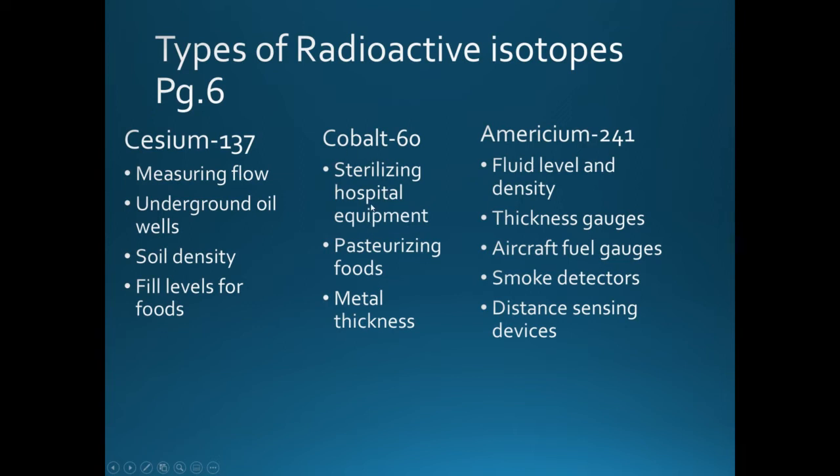Cobalt-60: sterilizing hospital equipment, pasteurizing foods, measuring the thicknesses of metals. Americium-241: fluid level and density, thickness gauges, fuel gauges in aircraft, which is kind of interesting, smoke detectors. You could probably walk through your house today, anytime you want, pop your smoke detector off, look at the sticker on the back, and you will see an identification and the little logo indicating that this is the type of radiation that's in your smoke detector. Also distance sensing devices. So lots of different uses for radiation in the measurement field.